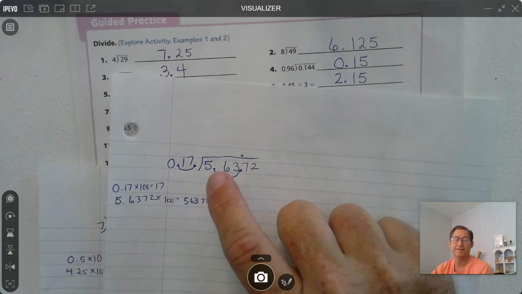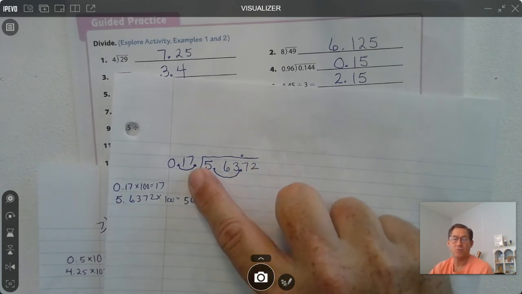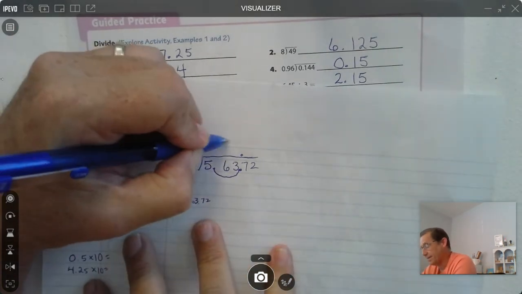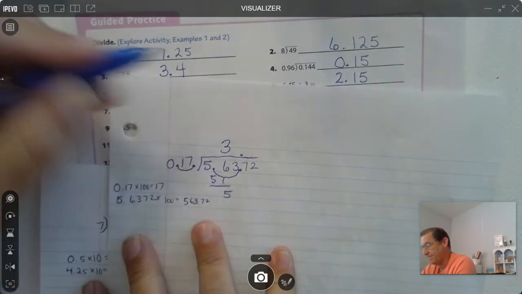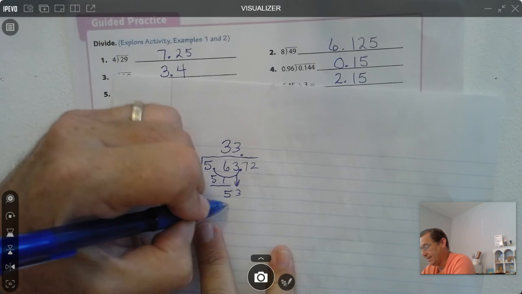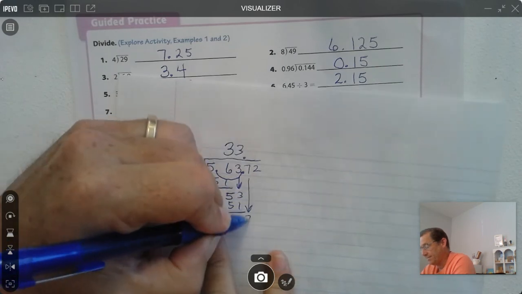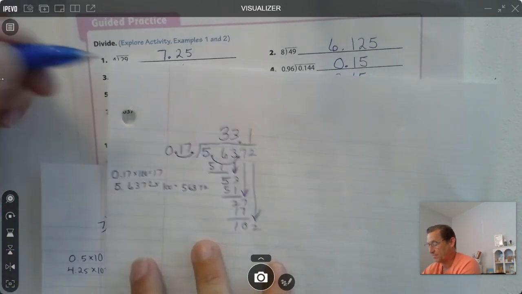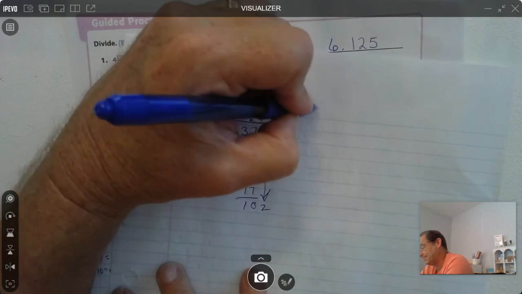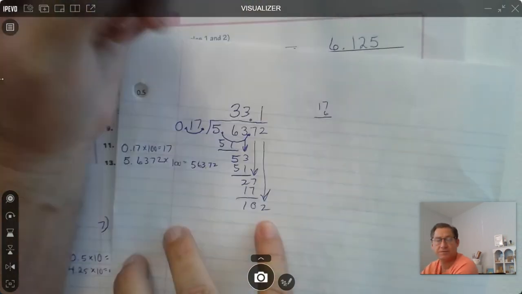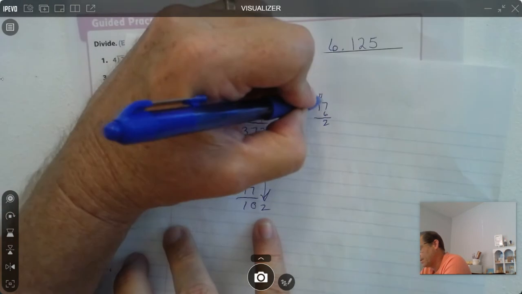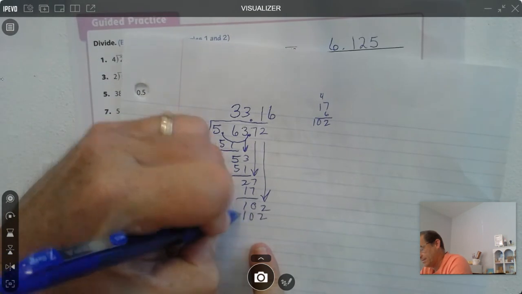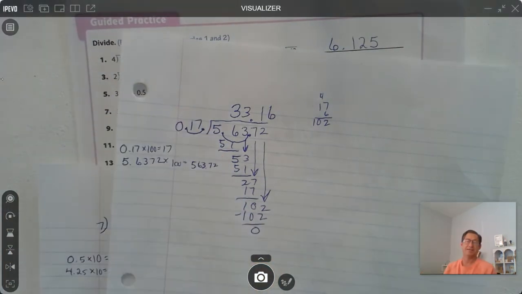I'm going to go ahead and put the decimal straight up after moving it. So now I'm dividing a decimal by a whole number. Okay. 17 and 56, 3. Remainder of 5, bring down the 3, so it'll be a 3 again. Bring down the 7. I can get 117 from 27. Bring down the 2. Maybe 6, because 6 times 7 is 42. I'm looking for a number that would end in a 2. So 17 times 6. So 33 and 16 hundredths.